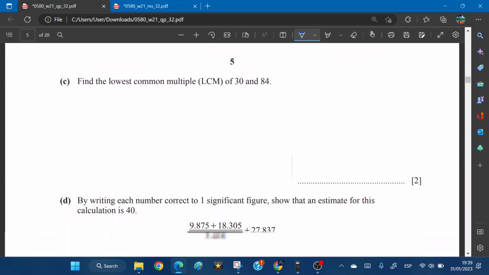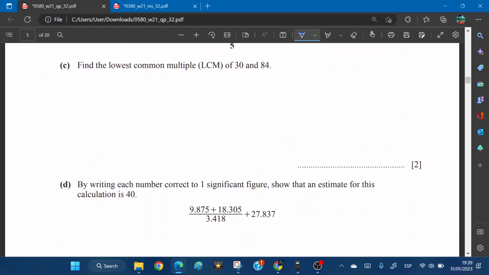Index. Okay. Find the lowest common multiple of 30 and 84. Again, there's the word multiple. Don't confuse that with factors. Multiple, multiplication tables. Yeah, think about this. 30, 60, 90, 120, 150. It's like the 3 times table, just with a 0 at the end. 180, 210. Go on forever.